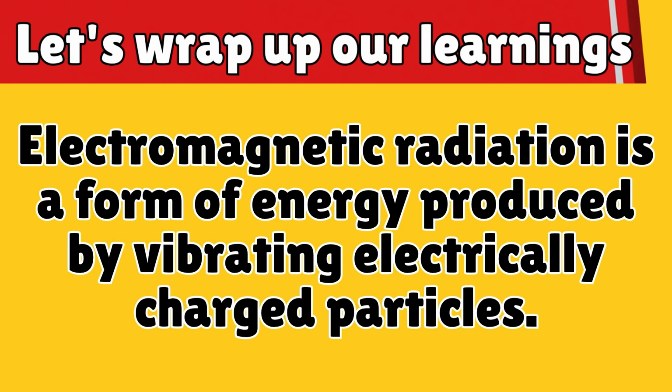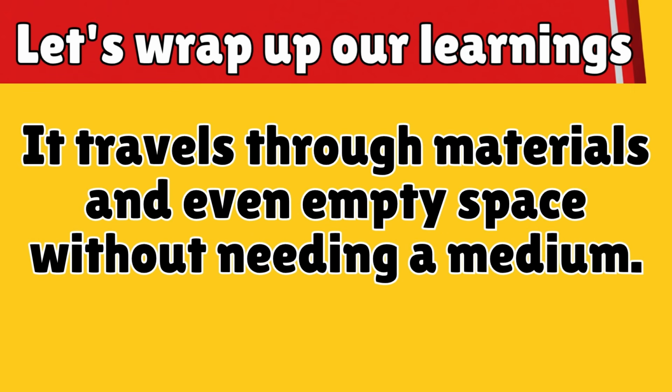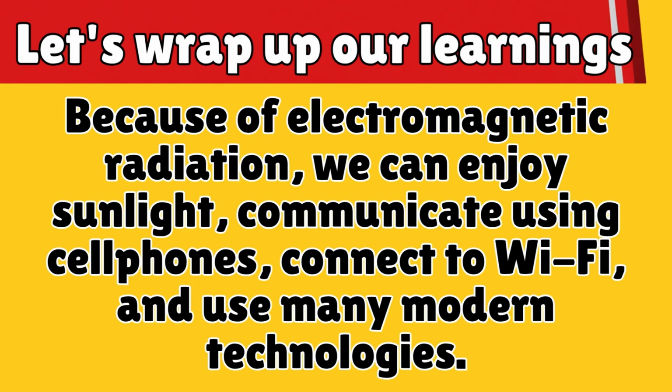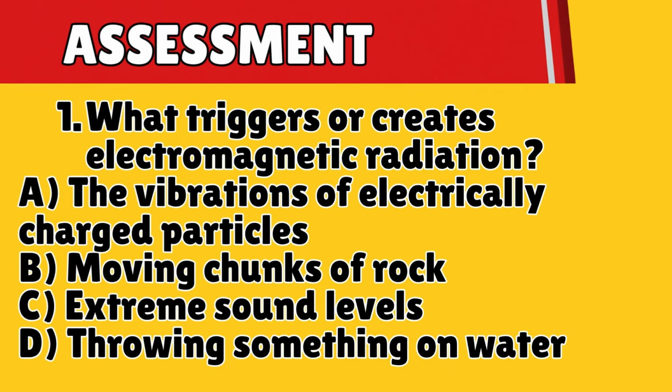Now let's wrap up our learnings. First, electromagnetic radiation is a form of energy produced by vibrating electrically charged particles. Next, it travels through materials and even empty space without needing a medium. Electromagnetic radiation moves as transverse waves composed of electric and magnetic fields that are perpendicular to each other. Next, because of electromagnetic radiation, we can enjoy sunlight, communicate using cell phones, connect to Wi-Fi, and use many modern technologies.